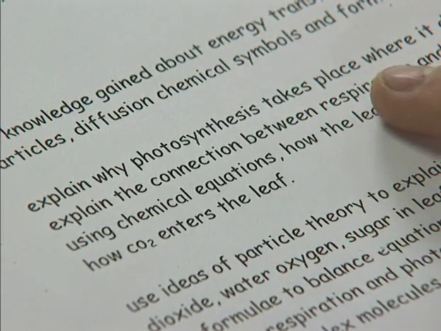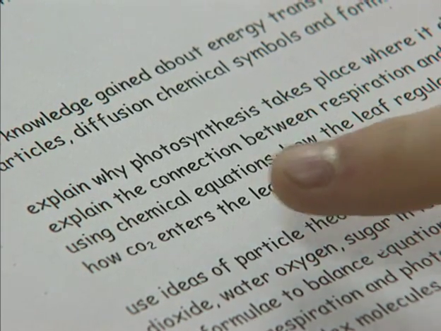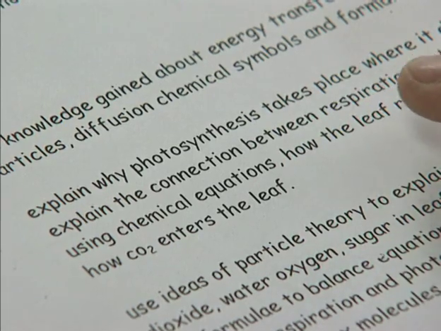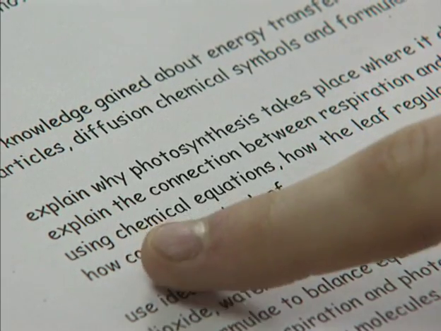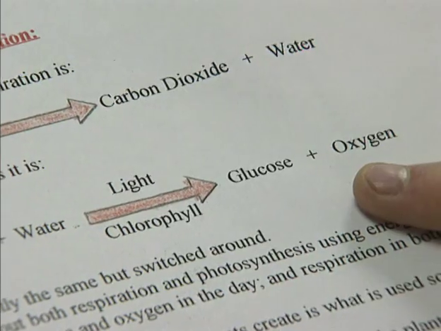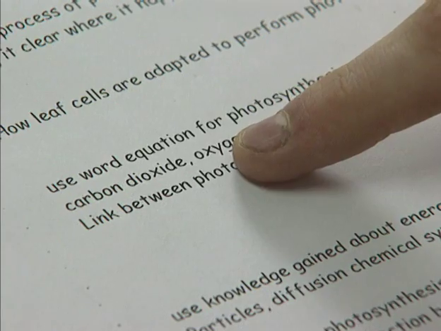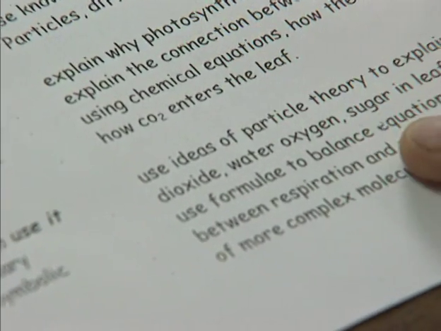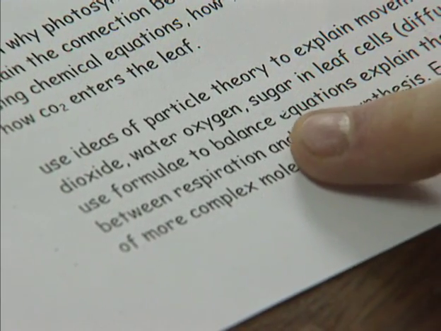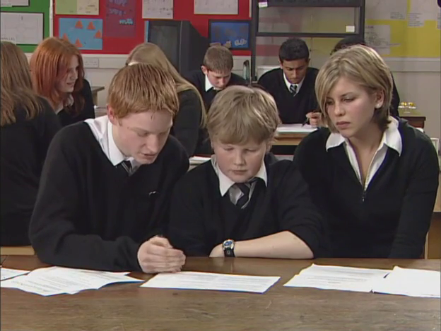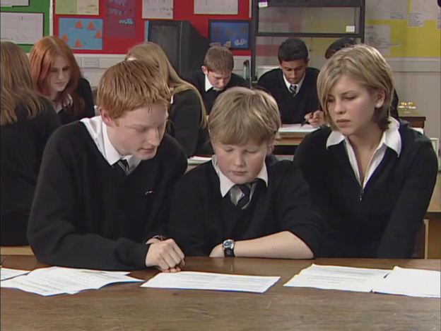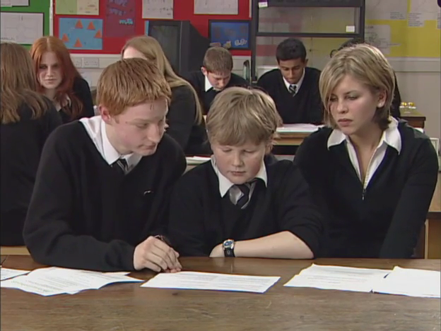You have well explained why photosynthesis takes place and where it does, explaining the connections between respiration and photosynthesis. But here, you've only done the word equations, which only gets grade C. What you need to have done is added chemical equations and balanced equations to explore and show how carbon dioxide is transferred in and out of the leaf.